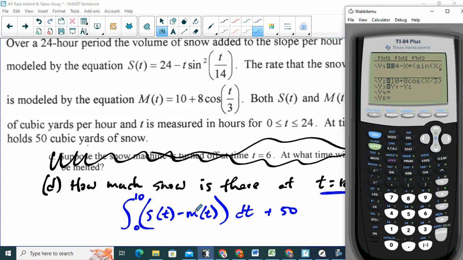So we are graphing S of t minus M of t. That is my Y3 graph. Turn the first two off. We need to integrate. Second trace, number 7.